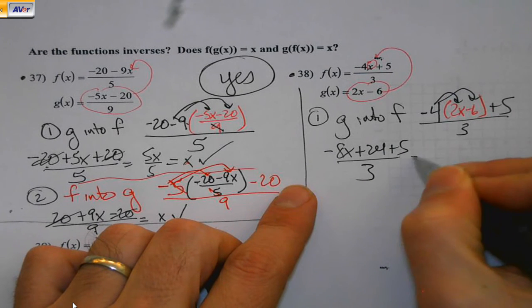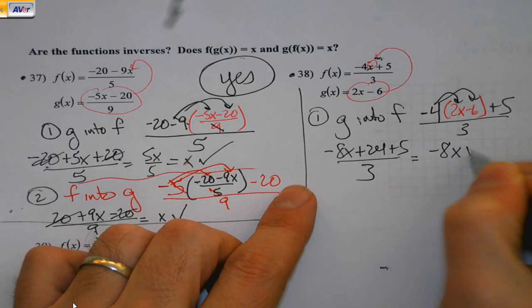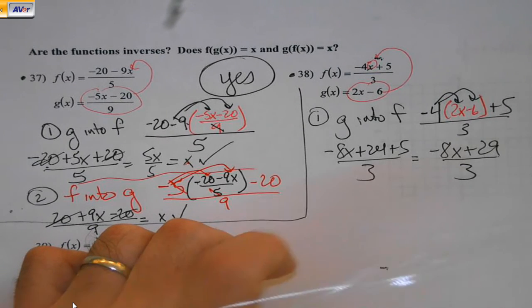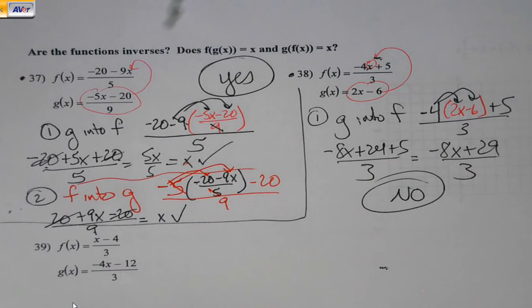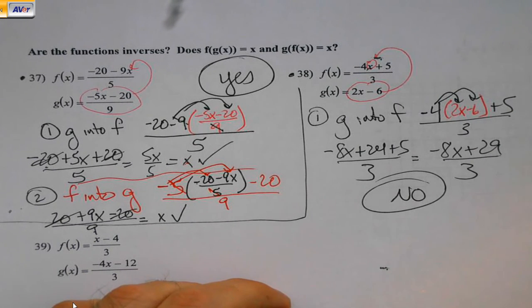Find my like terms. And I take a look, I'm like, that ain't x. I don't even have to do the other one. Okay? If that first answer is not equal to x, the functions are not inverses. Okay? Just taking a look at that way. So we keep rolling here.